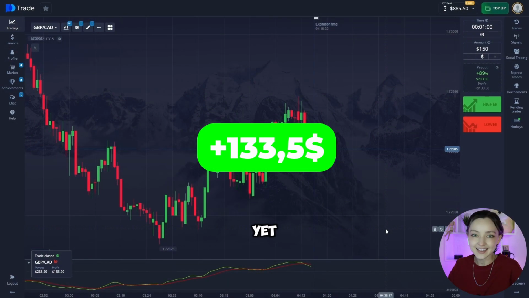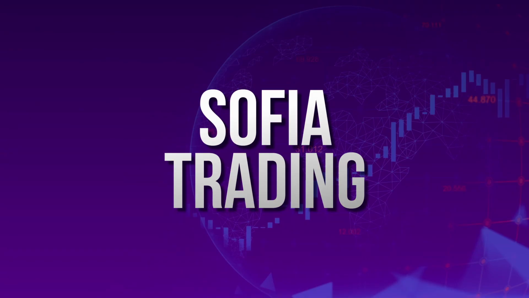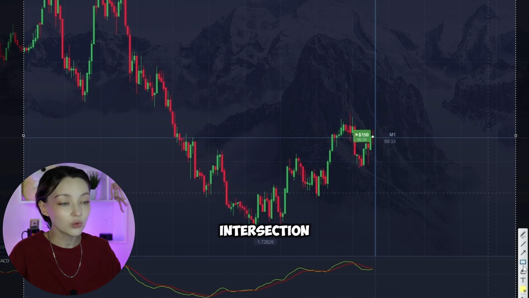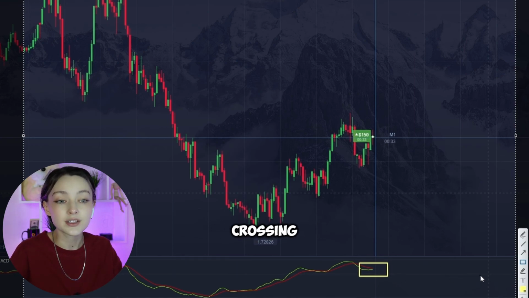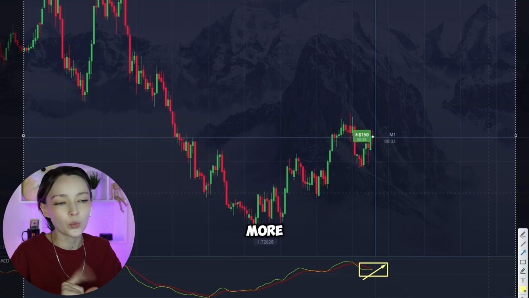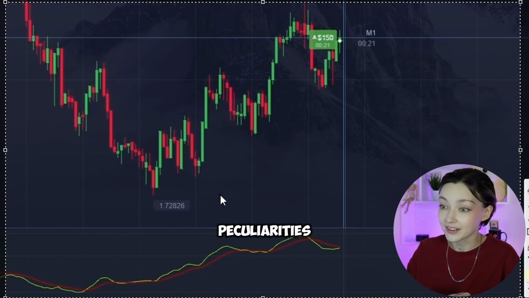And we got yet another profit. So I'm placing a trade upwards. We can see an intersection where the green line is crossing the red one upwards. Let me tell you more about this indicator's peculiarities.